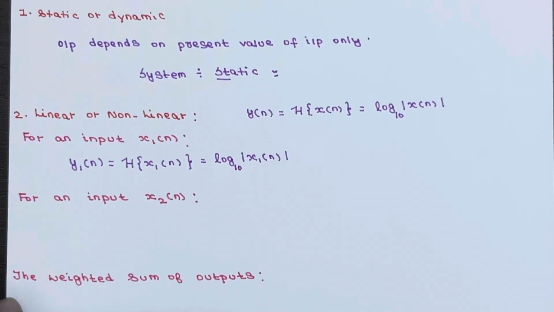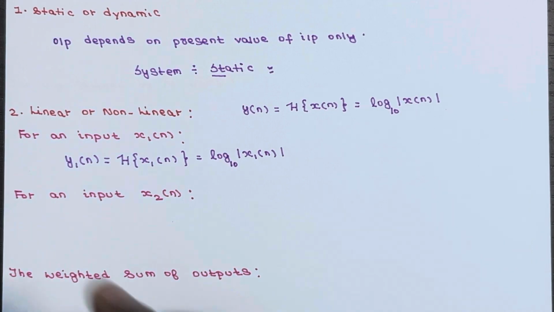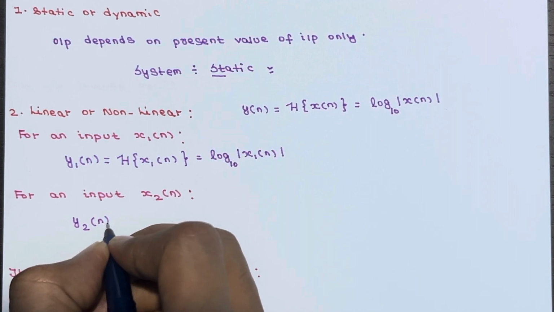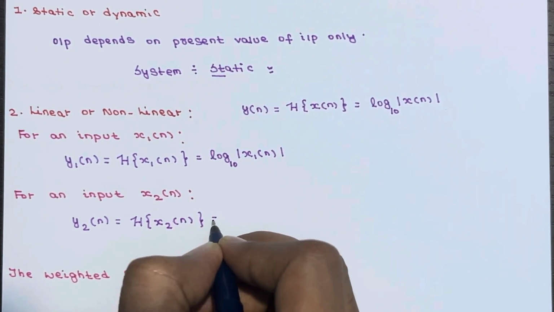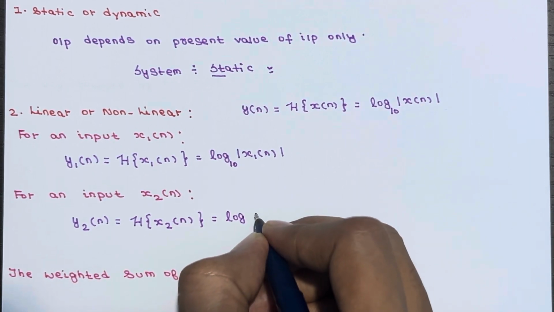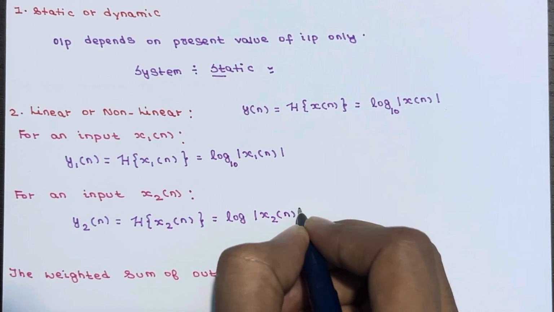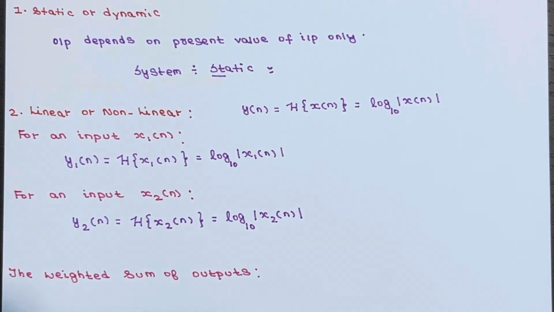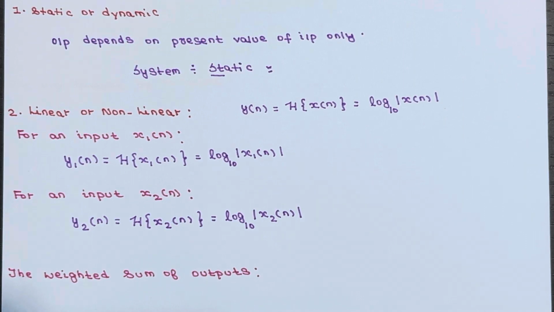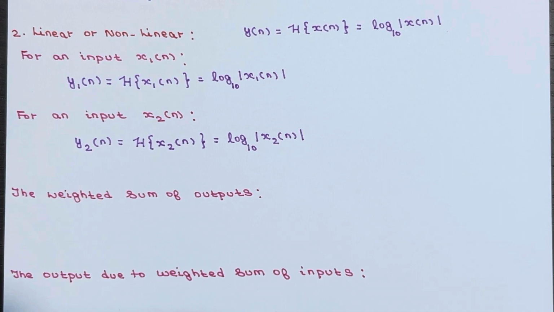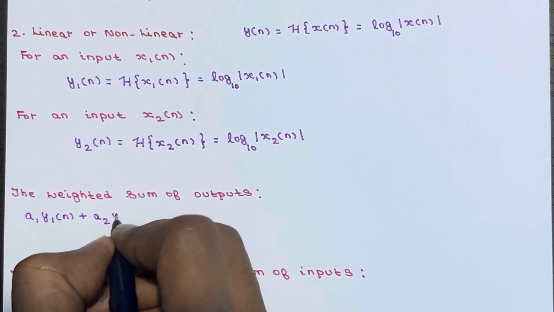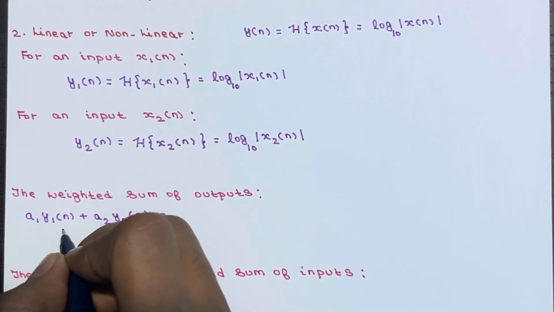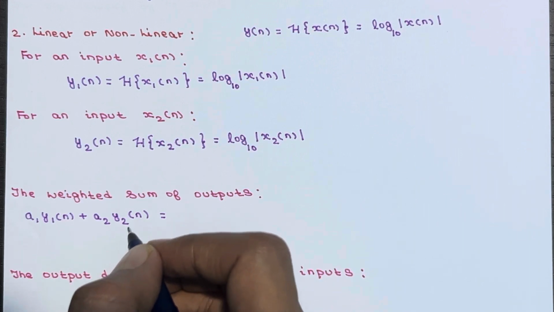Now let's move next and check for an input x2 of n. What will be the output? Y2 of n, the transform of x2 of n, which is equal to log mod of x2 of n to the base 10. Clear up to this? It is straightforward. Now you have to calculate the weighted sum of outputs. How to calculate it? Simple: A1 into y1 of n plus A2 into y2 of n. You already know y1 of n and y2 of n, so just place the actual values and calculate.